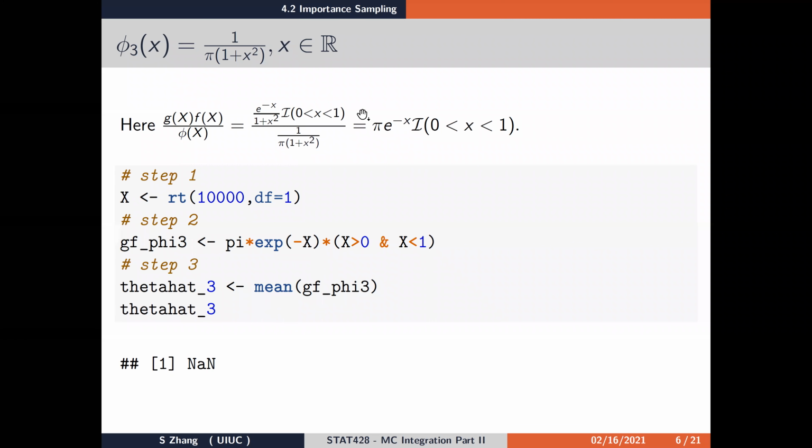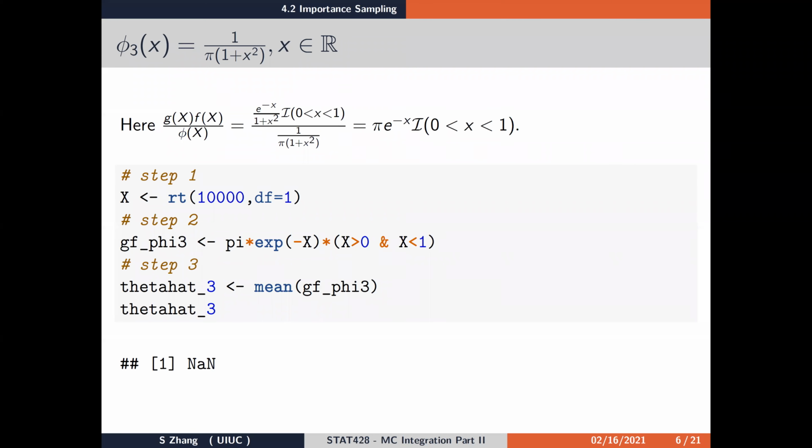So let's implement this in R. In this case, g(x) times f(x) divided by phi(x), where phi is given by phi3, is given by this fraction over here. You can see that some of the stuff in the numerator and the denominator cancel out. And then the result we get will be equal to pi times e to the negative x times the indicator function that x is between 0 and 1.